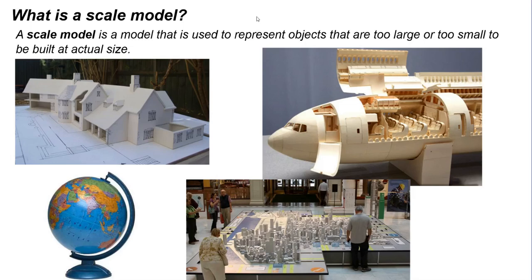And what is a scale model? A scale model is a three-dimensional model that is used to represent objects that are too large or too small to be built at actual size. So again, here we have a scale model of a home, so you can see it three-dimensionally. Here is a scale model of a commercial airliner, and then here a scale model would be a globe, because building an actual model of the Earth at actual size would be impossible. And then here is a scale model of downtown Chicago, so you can see the city without having to be in a helicopter.